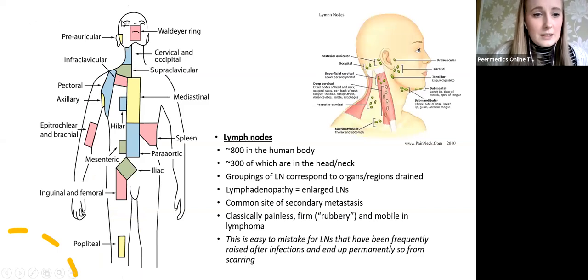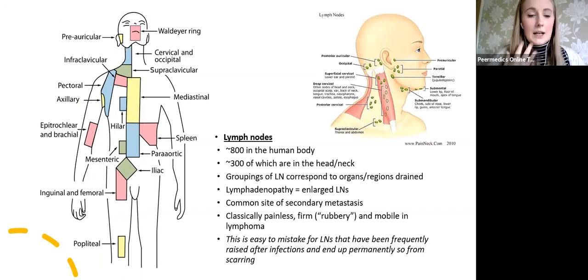And lymph nodes, because these are the thing we're most bothered about today. You've got about 800 or so of them in the human body. And if you've somehow managed to get all the way through med school without ever seeing it before, we've got two images here for you of where the ones in the head and neck are, and the general groupings of them in the body. And about 300 of them are located in the head and neck.